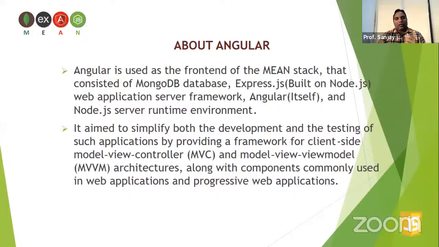The MEAN stack consists of the Mongo database, Express, built on Node.js, a web application server framework, then Angular itself, and Node.js. So MEAN stands for MongoDB, Express, Angular, and Node.js. We have already discussed what Node.js is. We have to simply understand what Express.js is, and what the difference is between Express and Node.js.